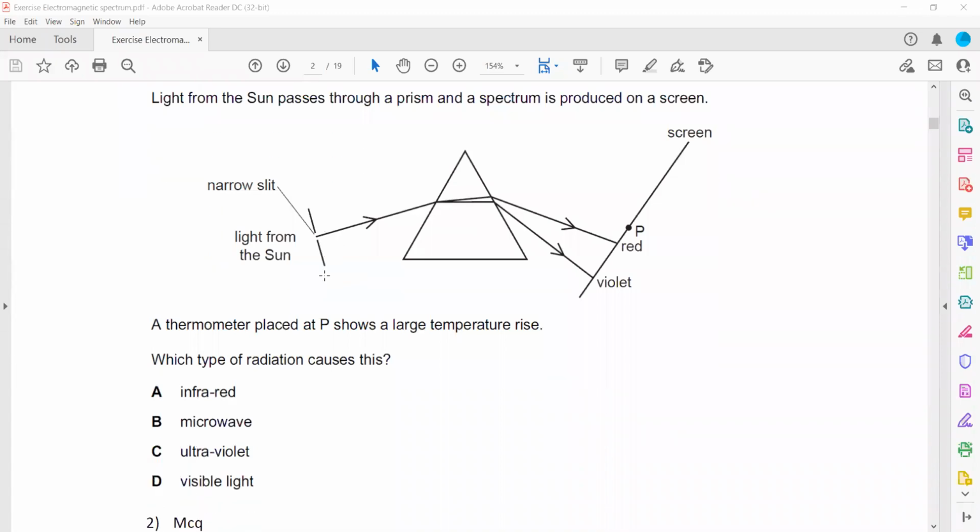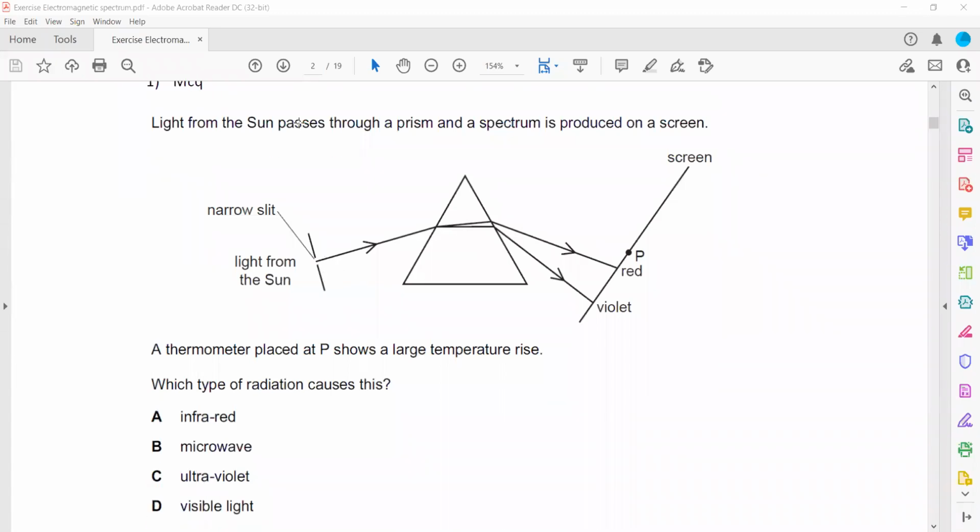So the first multiple choice question, light from the sun. So the sun is emitting visible, the only part which our eye is sensitive to, or we are able to see. So the sun is providing the visible light as well as the ultraviolet and the infrared or heat radiation. So visible is there, ultraviolet is there, and infrared. All the three radiations are there from the sun.